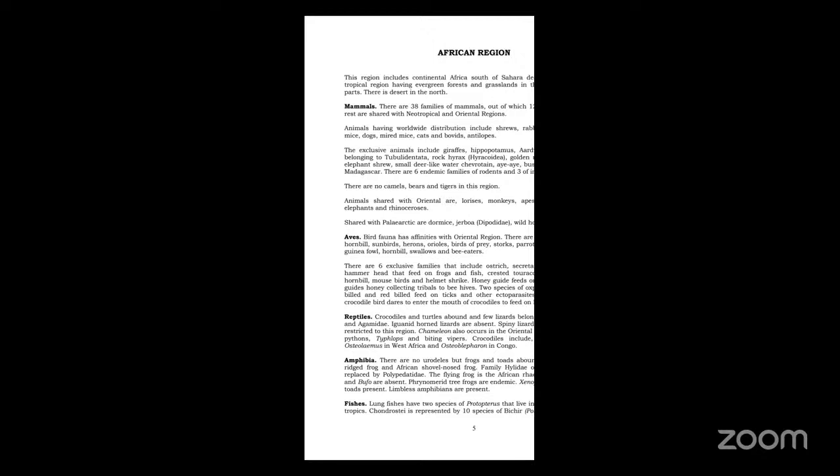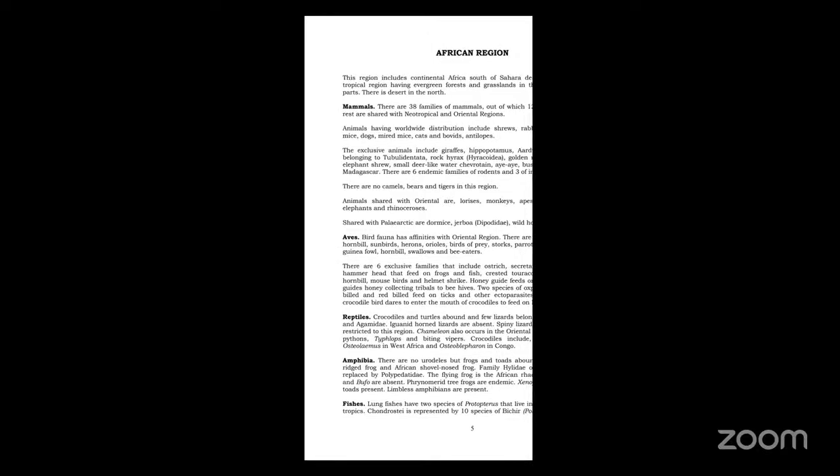Now, coming to the fishes. You have lungfishes. You all know there are three different types of lungfishes: Protopterus, Neoceratodus, as well as Lepidosiren. Among these, the lungfishes have two species of Protopterus that live in the rivers and the lakes of the tropics.